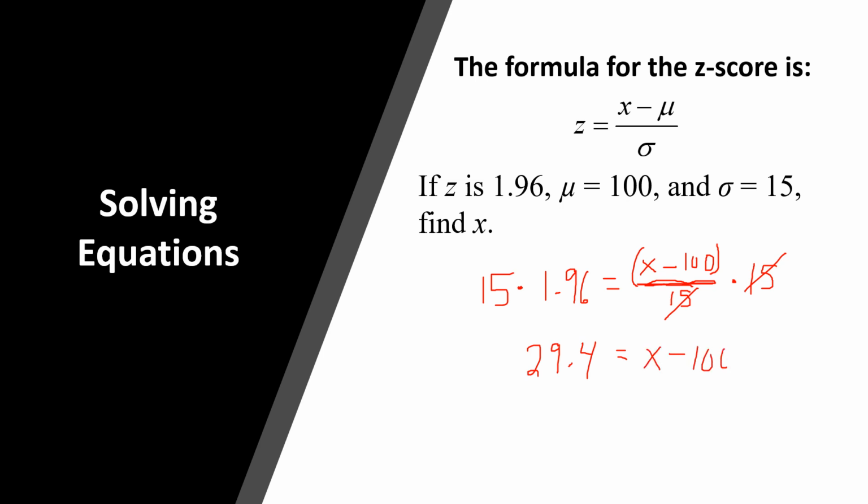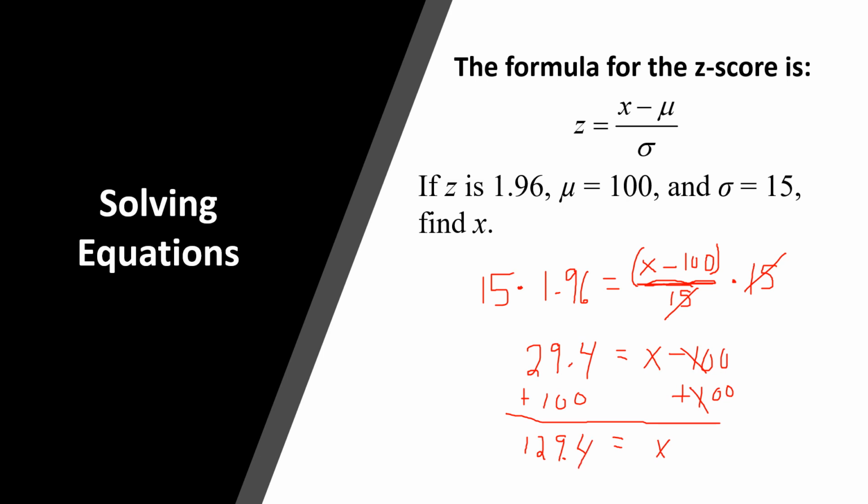Now this is a one-step equation. We have subtract 100. If we add 100 to both sides, we will have our solution. These will cancel. We have x, bring down our equal sign, and we have 29.4 plus 100, which is 129.4. That is our solution.